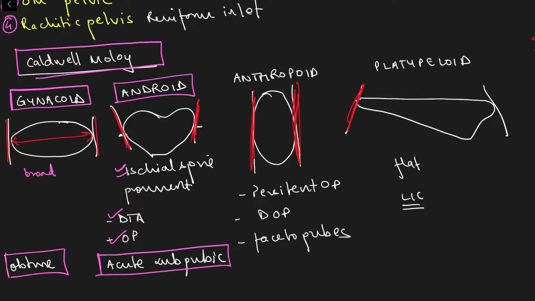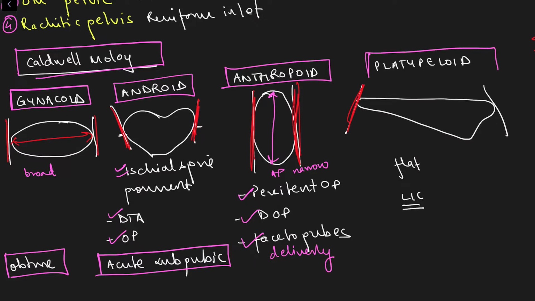Anthropoid pelvis: here the AP diameter is more than the transverse diameter, so the lateral walls will be parallel but narrow. It is associated with persistent occipito-posterior, direct occipito-posterior, and face to pubes delivery. Then finally, the rare type is the platypelloid pelvis. It is a flat pelvis. Here, the lateral walls are diverging, and it is the least common.